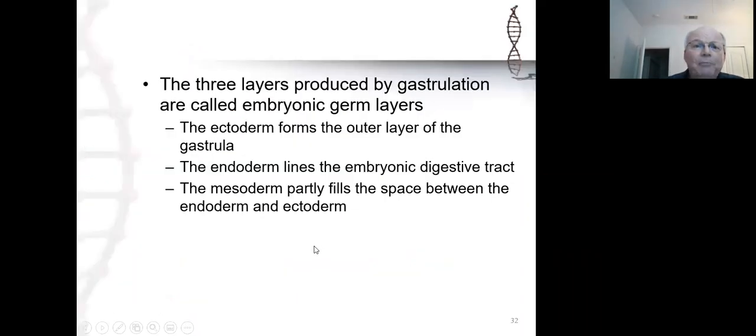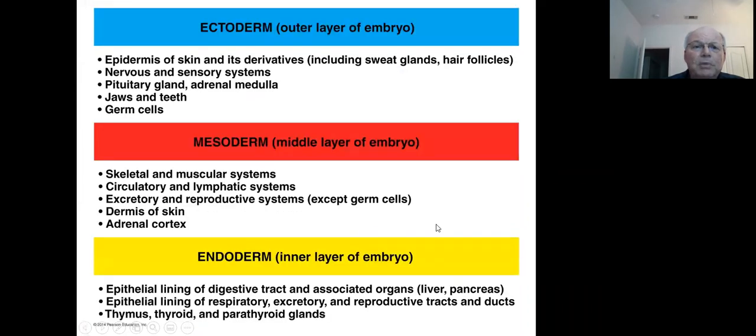So if we want to look at a chart that lays out which organ systems are associated with which of the three germ layers, this is a good one. It comes straight out of your textbook. This is one that you should be familiar with. It gives you basically the major organ systems that are associated with each of the germ layers. There are more, but these are the major ones, and you should be familiar with all of these.